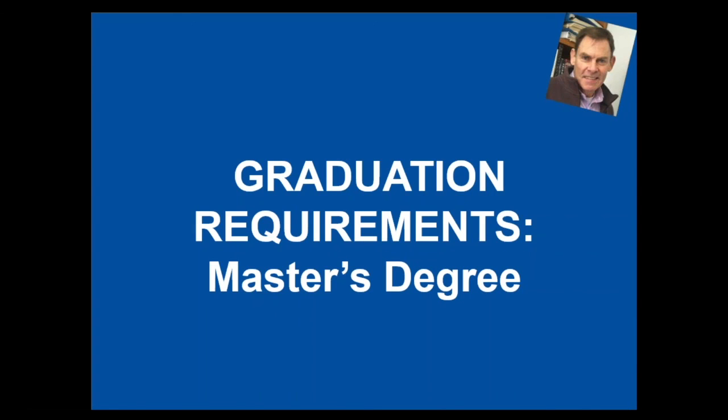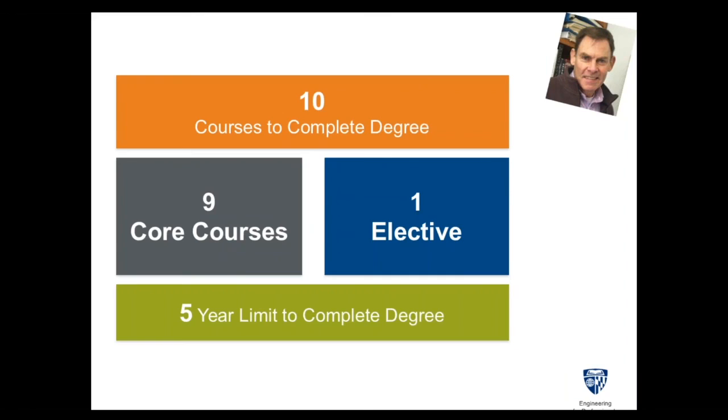So let's briefly mention the requirements for the master's degree. Typically, we have a 10-course requirement for the degree. There are 9 courses which we call our core courses, and then we allow for the choice of an elective. And we'll talk about this a little bit more in detail. The requirement is that these courses be completed within 5 years.